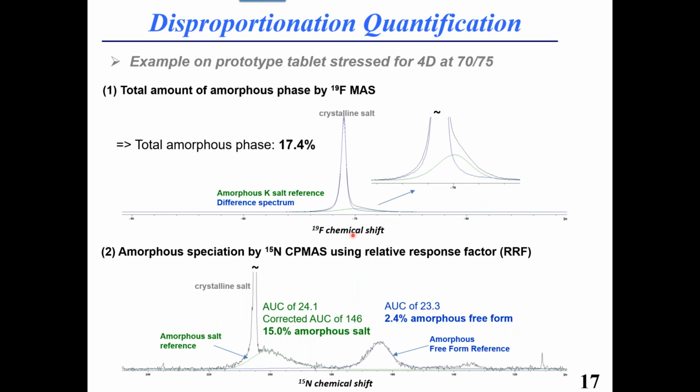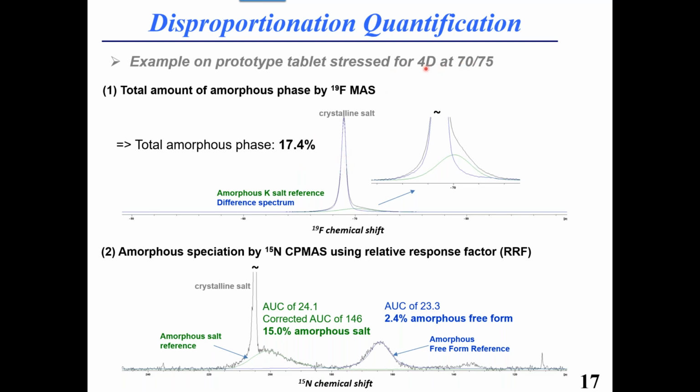And before I show you the result of the quantification, here is how we actually did it. So we could have used the relative response factors from the nitrogen spectrum between the crystalline component and both of the amorphous, but we decided to use fluorine to quantify the total amount of amorphous phase, because fluorine is inherently quantitative and it's very sensitive. So we thought it would be more accurate. So that's what we did.